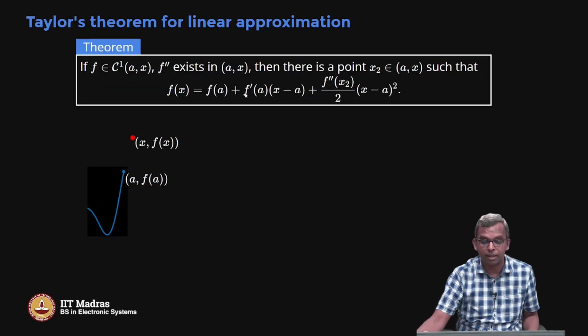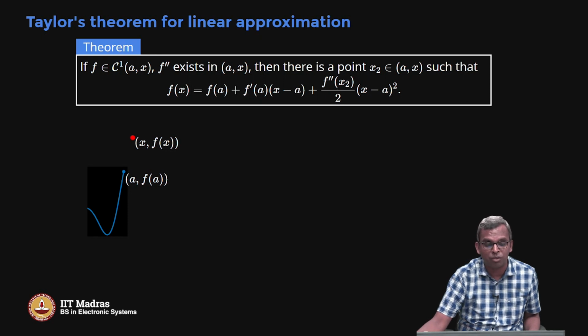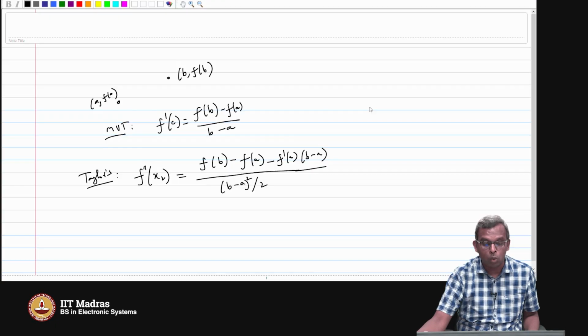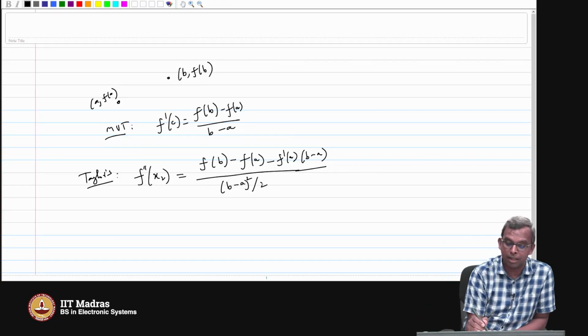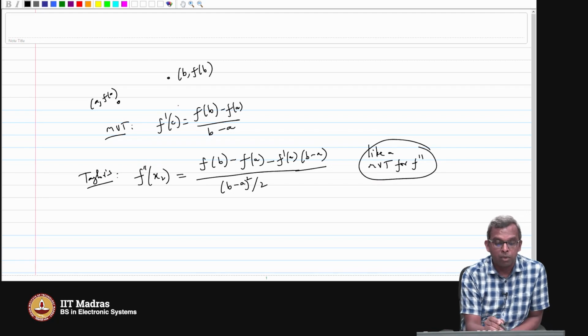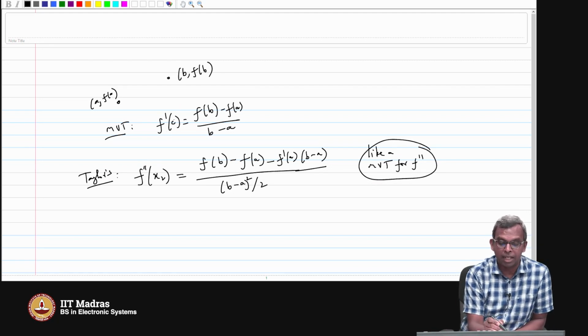So I'm just rewriting this. I'm pushing this a to this side, and this term also to this side. I'm dividing this (x minus a) whole square by 2. Instead of x, I've used b in that other illustration. So Taylor's theorem is also like a mean value theorem, an MVT for f double prime. The mean value theorem just tells me the first derivative has to satisfy this condition.